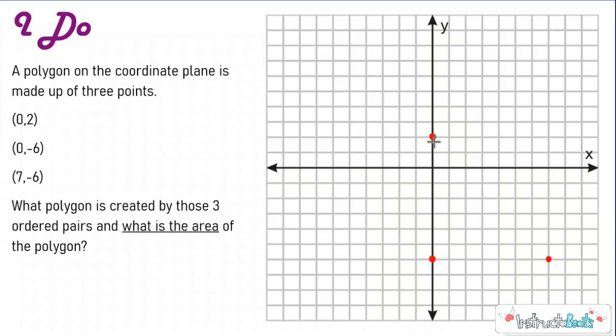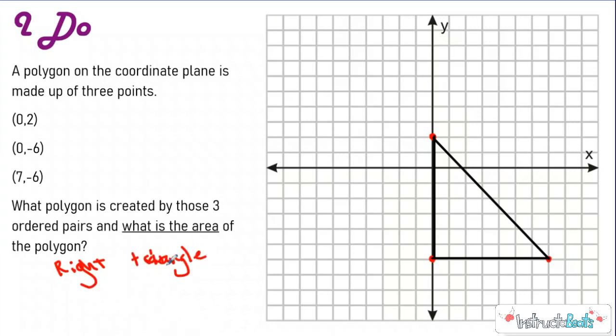Now again, my son loves to connect the dots. I loved doing connect the dots as a kid. So I like to connect the dots first so I can really see the shape. It doesn't have to be perfect, right? But I can see that the polygon I made is going to be a right triangle. So what polygon is created, right? A right triangle. And I want to figure, there we go, spell it correctly. Okay. And what is the area of this polygon, right? In other words, how much space is covered on the inside of this shape?